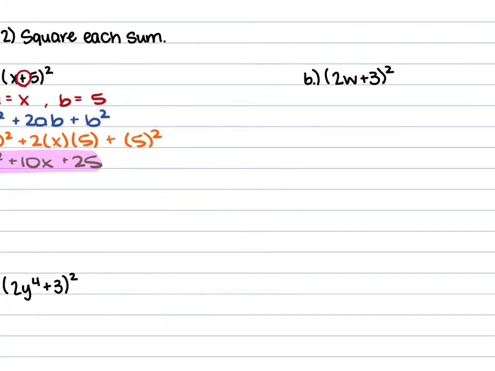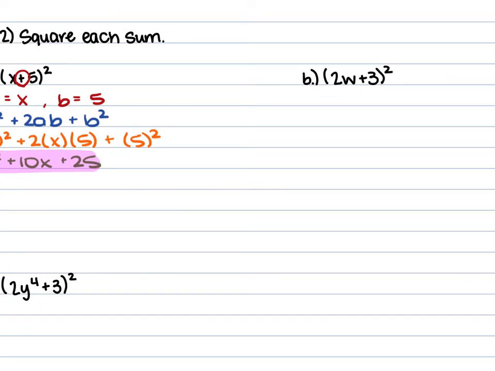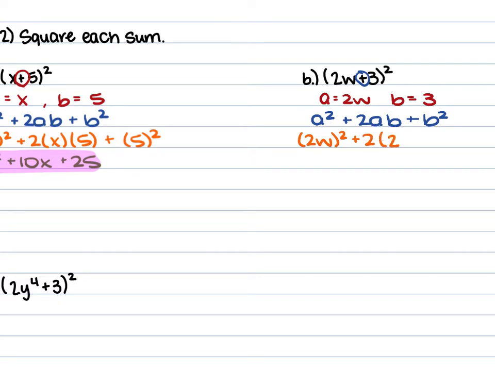For example B, we have 2w plus 3 raised to the second power. So our a in this case is 2w. Our b is 3. We're going to use the formula a squared plus 2ab plus b squared. The reason there's a plus sign in front of the 2ab is because there's a plus sign in our binomial. So again, we're just going to plug these values in. So 2w squared plus 2 times 2w times 3 plus 3 squared.